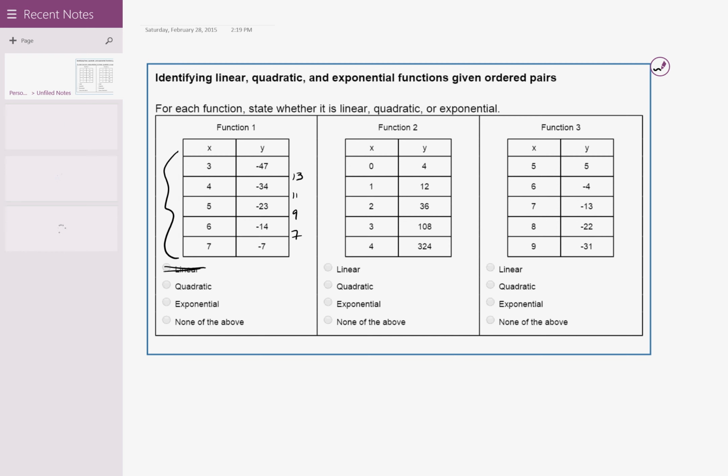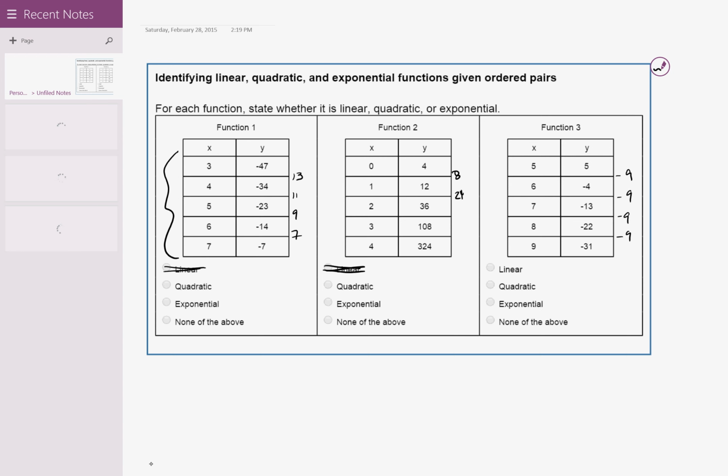In the next example, I have a difference of 8. And then I have a difference of 24. Yeah, that's not going to fly at all. That is not linear.